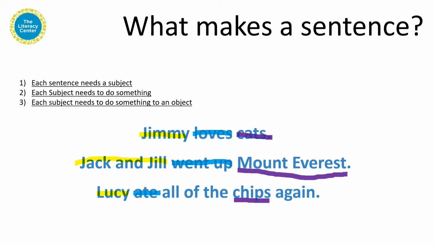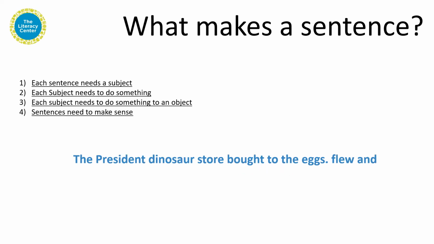They don't really make sense, or it's a bit silly, but these are sentences that are grammatically correct. They all have a subject. We all know what those subjects are doing, and we all know what those subjects are doing that to. That's what makes a sentence. Finally, though, we have rule number 4, and as we said, they don't always have to follow the rules. Sentences need to make sense.